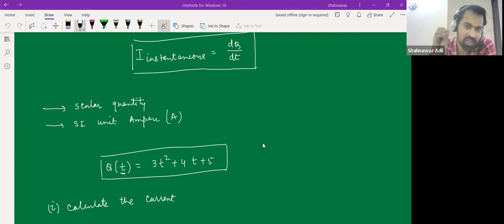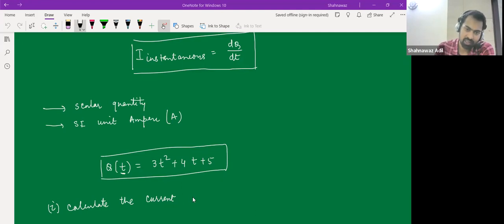So if somebody asks you, what is the current throughout the journey? Then we talk about throughout the time, right? So then we talk about the average current. And when they talk about the current at a specific time, so that would be what? When they ask you about the current at a specific time, would that be average or instantaneous? Instantaneous. Right, so this is the difference between the instantaneous and average current.